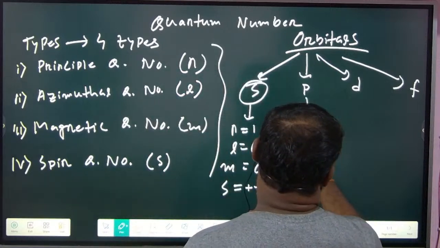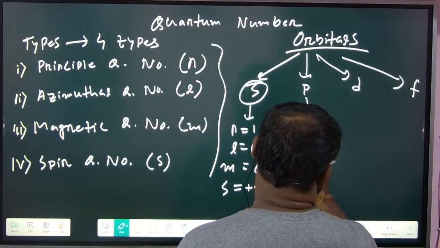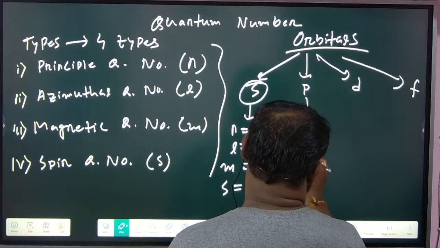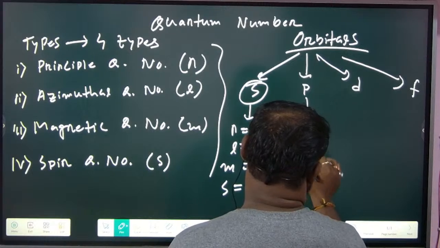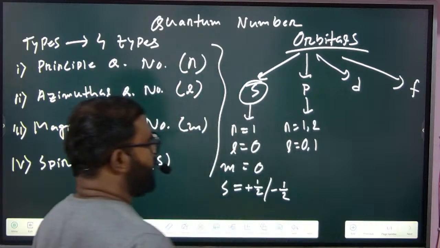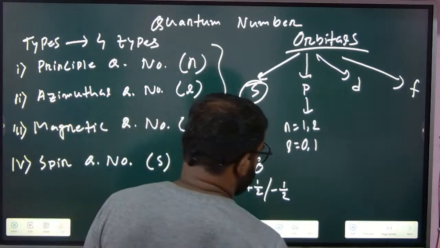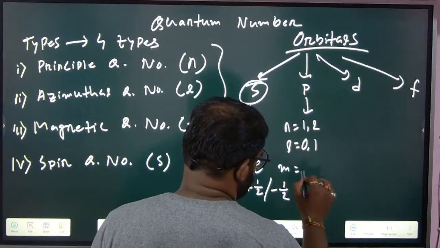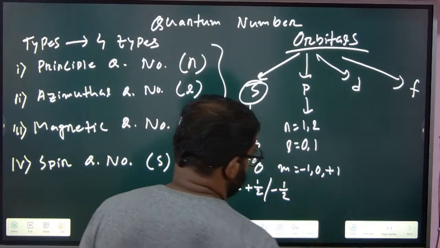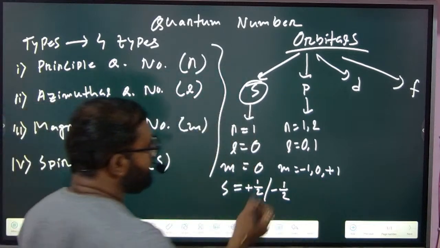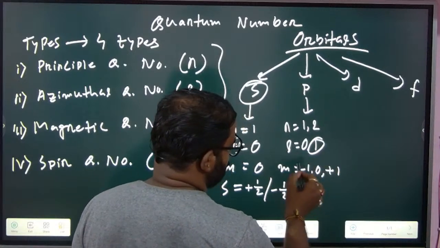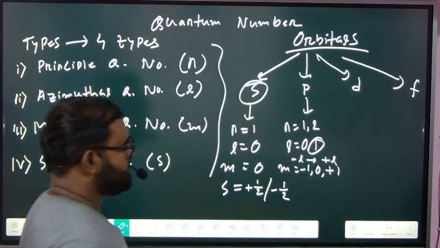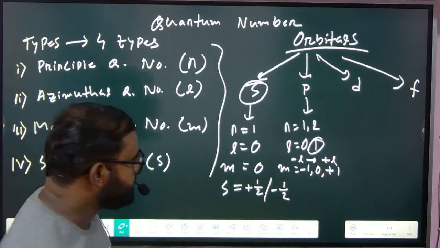For P orbital, n can be 1, 2. For n equal to 1, L is 0. For n equal to 2, L is 1. That means L equals n minus 1. And for M, we have the values like minus 1, 0 and plus 1, because the maximum value of L is 1 here. So the formula is minus L to plus L, that means minus 1 to plus 1.